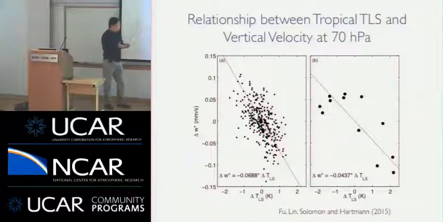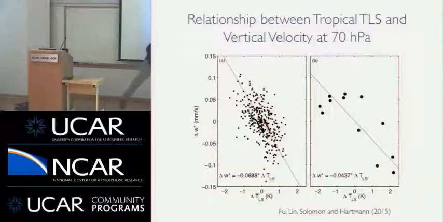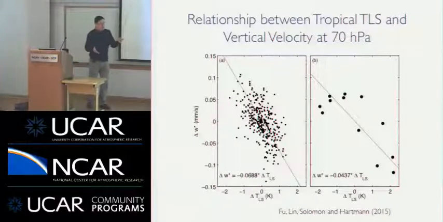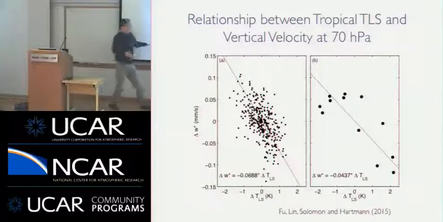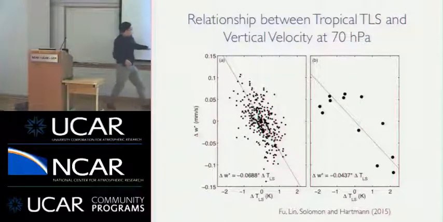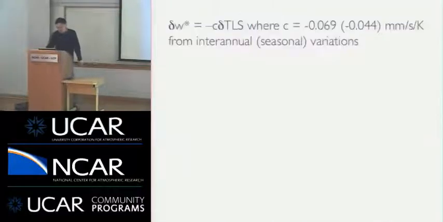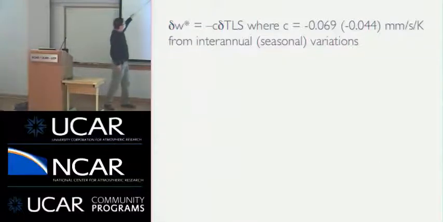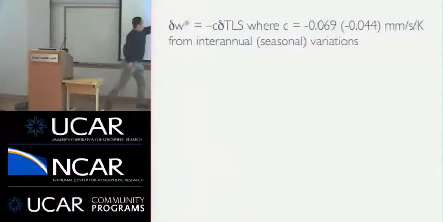Now I use two scales of variation. One is the seasonal scale, using the seasonal dependence, and one is using interannual, because I don't know what process is driving the long-term trend, but seasonal and interannual sort of give me some idea about the relationship between the two. Actually, the coefficients are not that different. So I use both to try to estimate how the cooling corresponds to vertical velocity change, using the two coefficients.